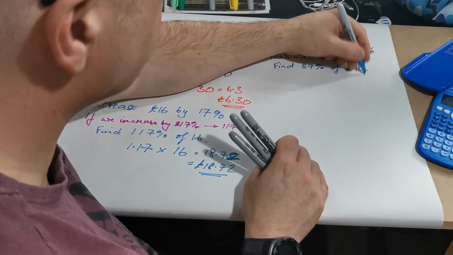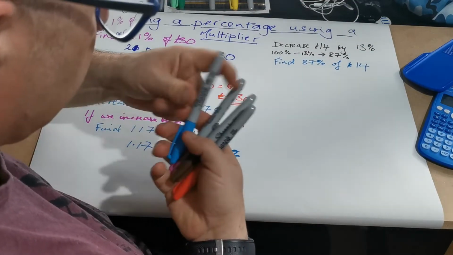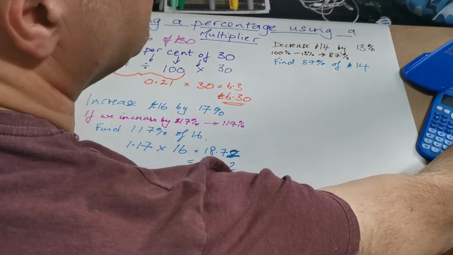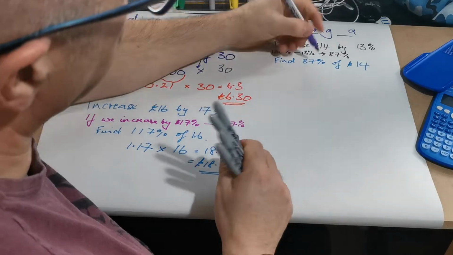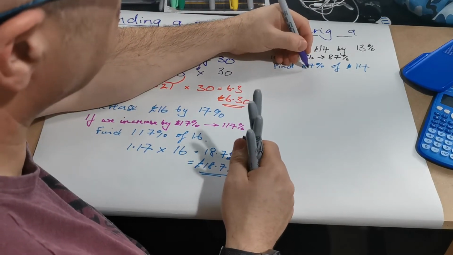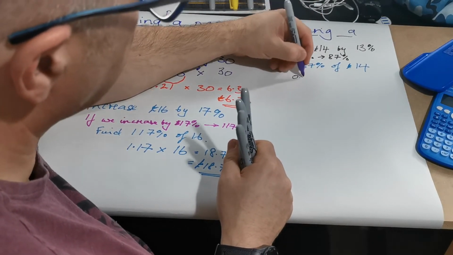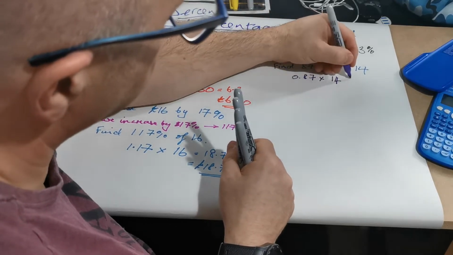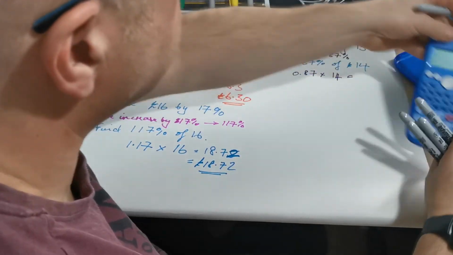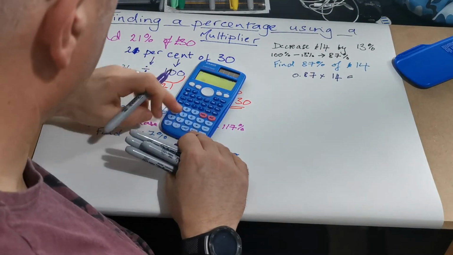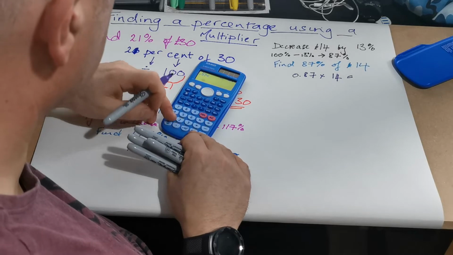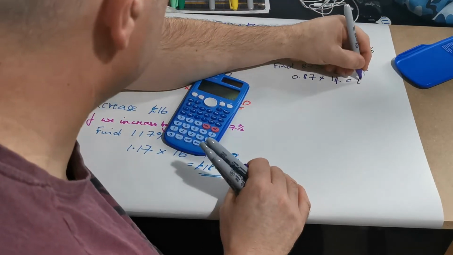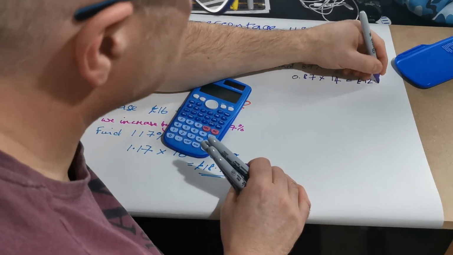And you have to realise, again, 87%. Percent means divide by 100. Move the decimal point in 2 places because there's 2 zeros in 100. So I get 0.87. Of means times 14. And so we have 0.87 times 14, which gives me an answer of £12.18.